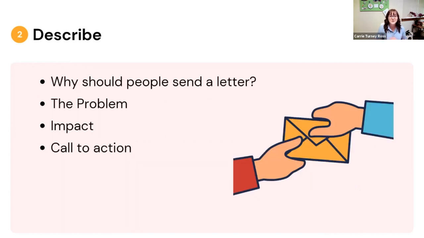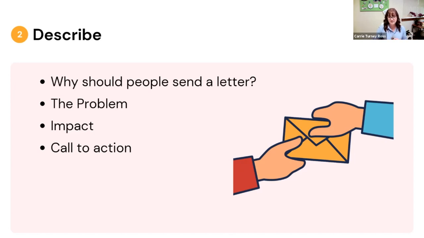Next, you want to describe. This is describing it to the people you want to participate, who you want to also send a letter. So you need to tell them why they should send a letter. You might have this as a letter that you're sending out, or you might be canvassing, going door to door. And these are the things you want to talk about to encourage them to write a letter.